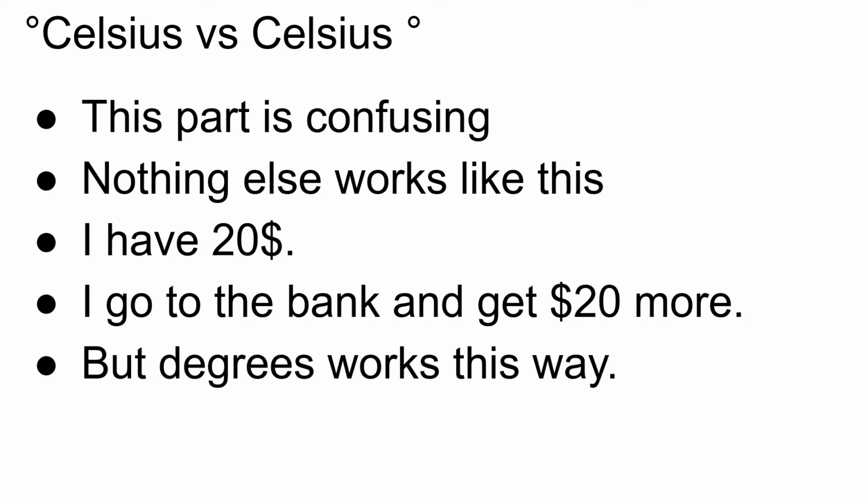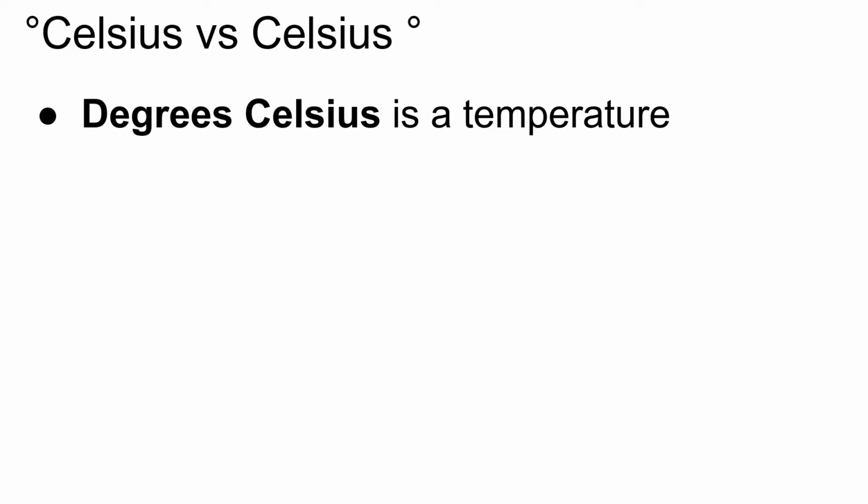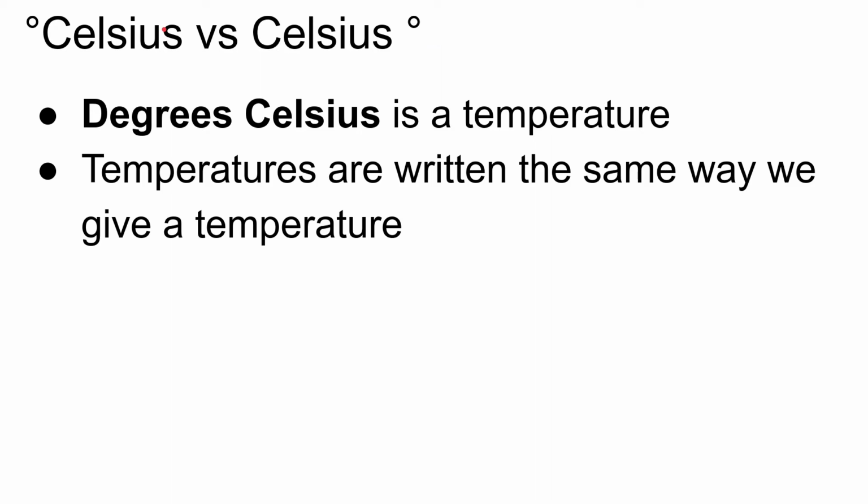Degrees works that way. So degrees Celsius is a temperature. Temperatures are written the same way we give a temperature. I would recommend trying to remember it that way. You never talk about degrees, you always talk about temperature. So what temperature is it? 65 degrees. We don't say Fahrenheit because we just assume if we're in the US, everybody's dealing with Fahrenheit, but we should say it's 65 degrees Fahrenheit, and that's the way you give a temperature.